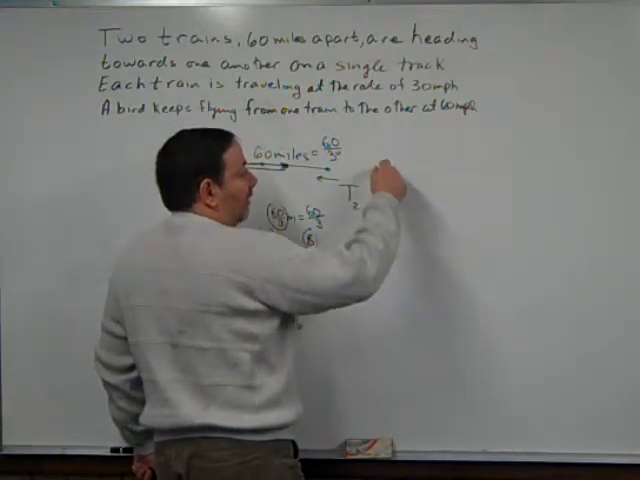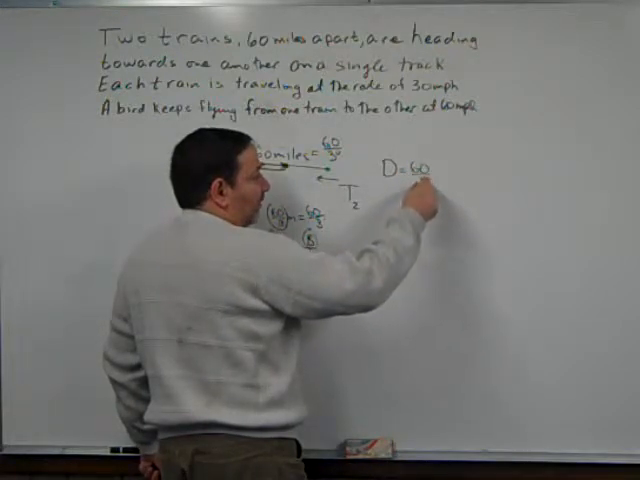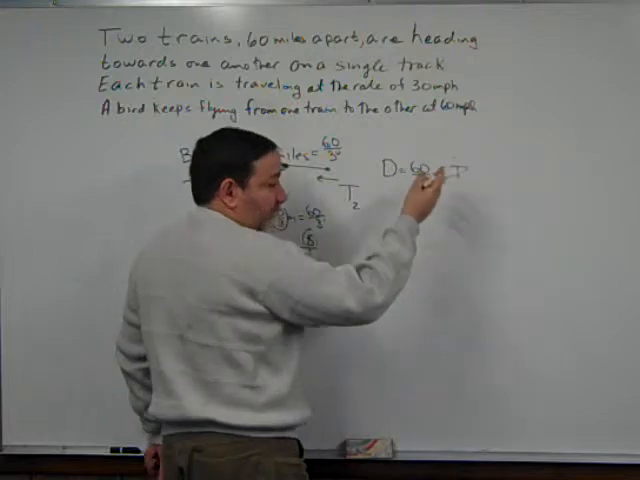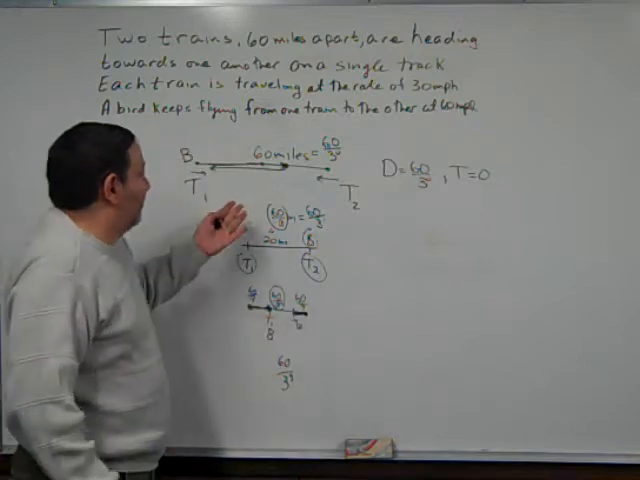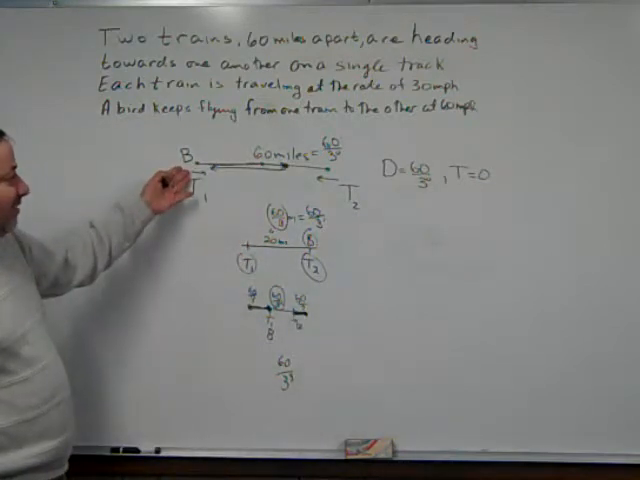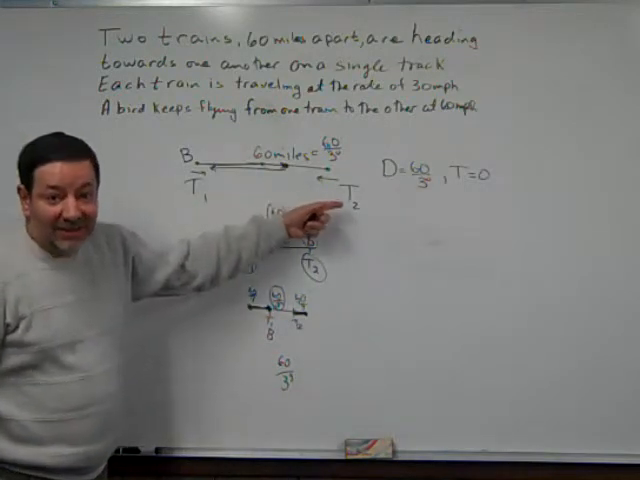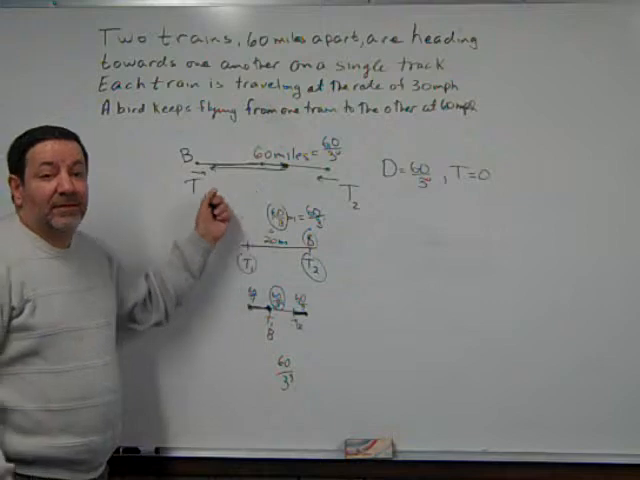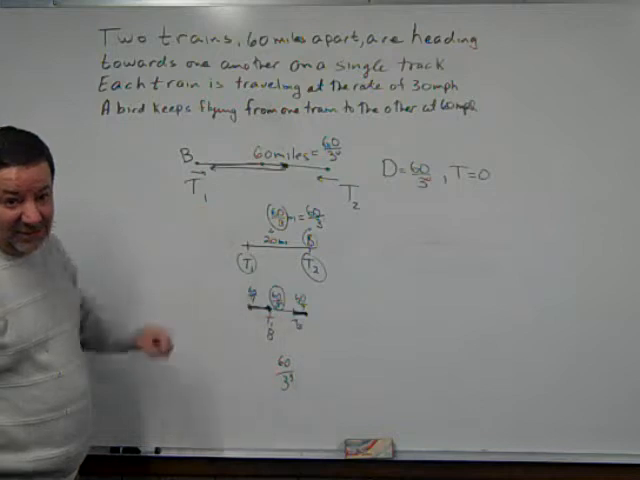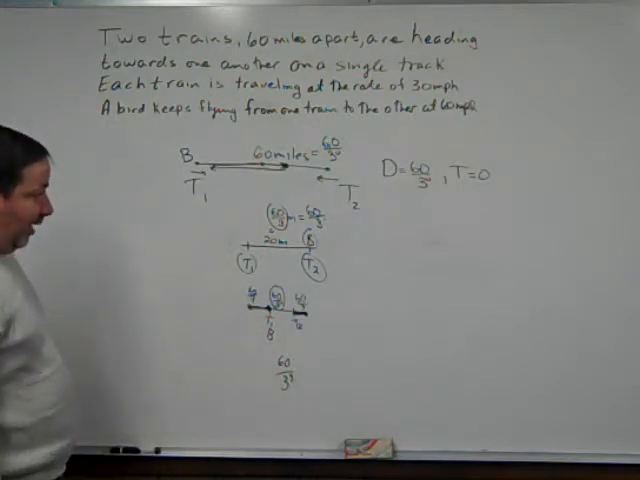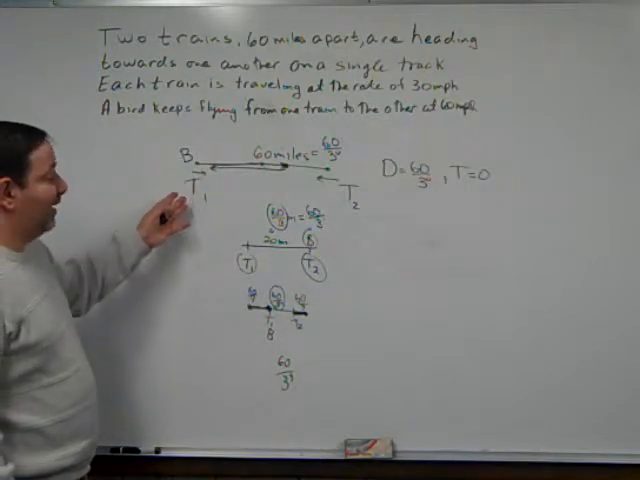Well, when the distance is 60 over 3 to the 0, the number of trips, so let t be the number of trips, the number of trips made is 0, because we didn't start anything. The bird is here, and we start the clock. And the instant we start the clock, the trains are moving 30 miles an hour, and the bird is flying 60 miles an hour. So at the start, the bird is on the left. It didn't make any trips.